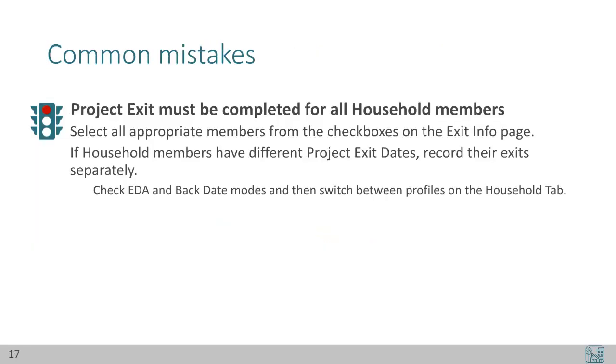The most common mistake for project exit is leaving out household members. Project exit must be completed for all household members. Once there's a project start, eventually a client should exit your project. To do this, select all appropriate members from the checkboxes on the Exit Info page. If household members have different project exit dates, record their exits separately. This means using a different backdate mode for each member. And always check EDA and backdate modes before updating data, and then switch between profiles through the Households tab.